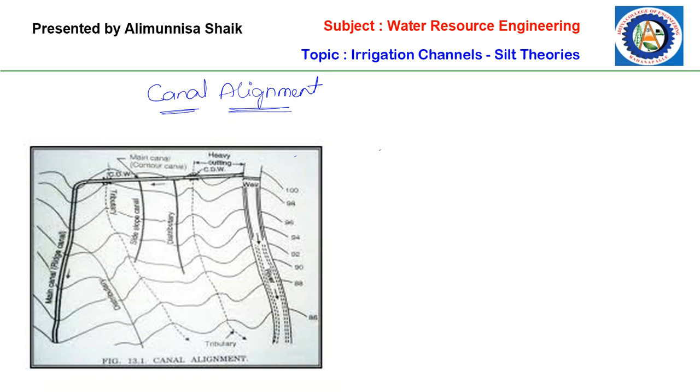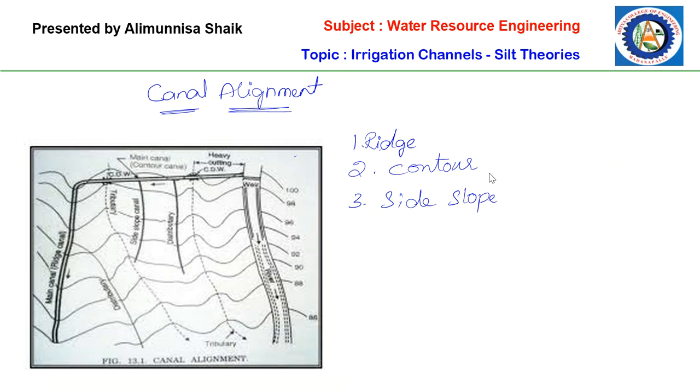in which the first one is your ridge canal, the second one is your contour canal, and the final one is the side slope canal. These are the three different types of canal alignments.